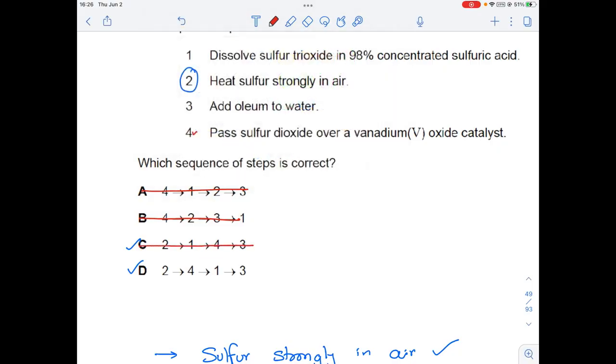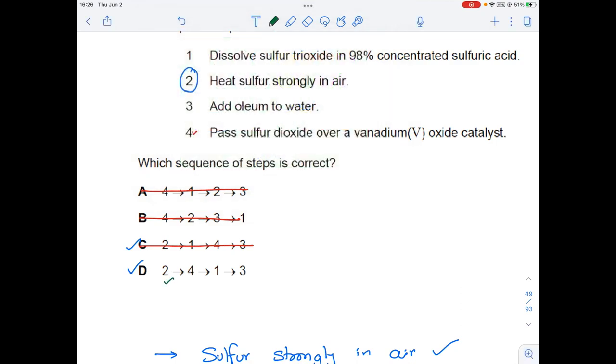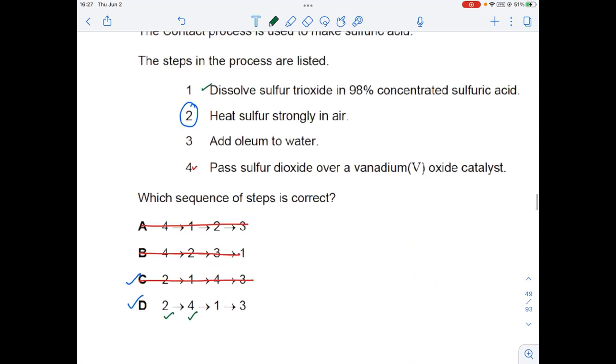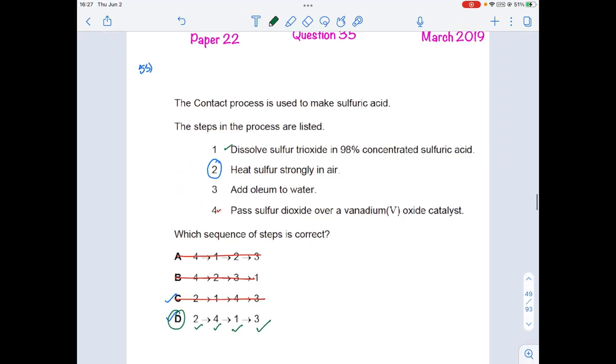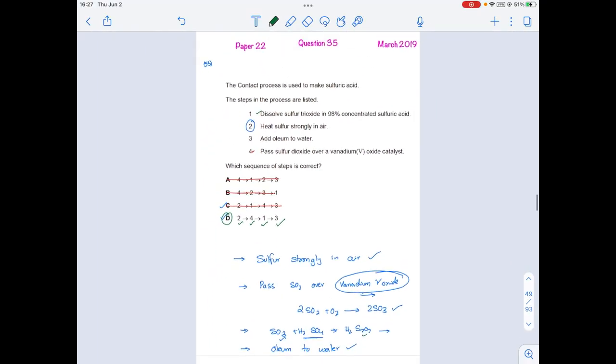So let us check whether it is correct. First sulfur is heated, then it is passed through the catalyst. Then we add the sulfuric acid to get oleum. Is that the one? Yes, that is 1. Then finally oleum is added to water, 3. So option D is going to be the correct answer. So these are the steps for producing sulfuric acid using the contact process.